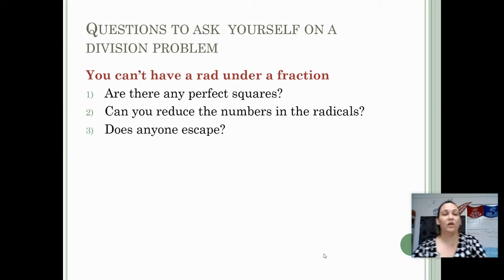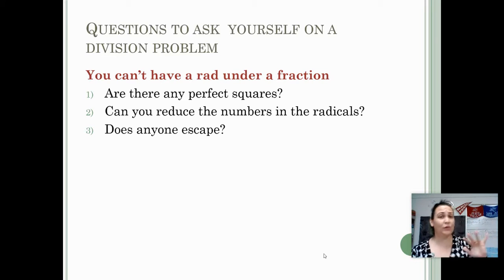Then, we should do a factor tree and check and see if we can get our pairs of numbers, right? If we can get a pair of numbers, they can escape out of the radical. So we're going to do a factor tree and we're going to look for pairs. Now, all of these things should have worked on last night's homework. The new thing for tonight's homework is maybe these things don't work.